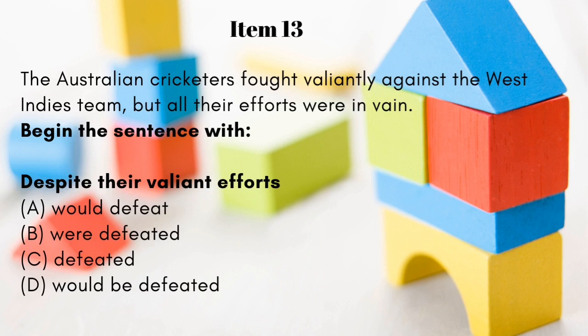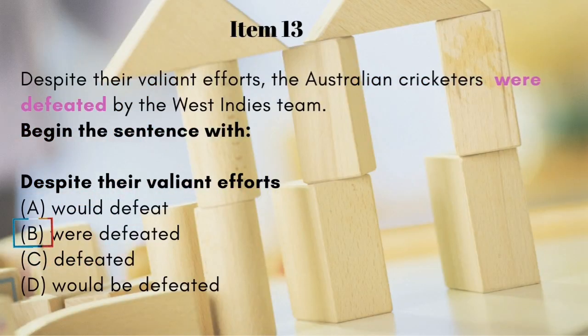Now, let us try to reconstruct the sentence. Despite their valiant efforts. Whose efforts? The Australian cricketers. So despite their valiant efforts, the Australian cricketers, we now need a verb. Which verb would we use here? The verb phrase that we would use here is were defeated. So our sentence should read, despite their valiant efforts, the Australian cricketers were defeated by the West Indies team.